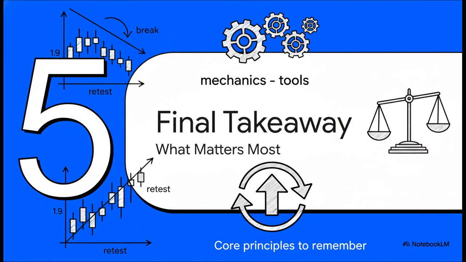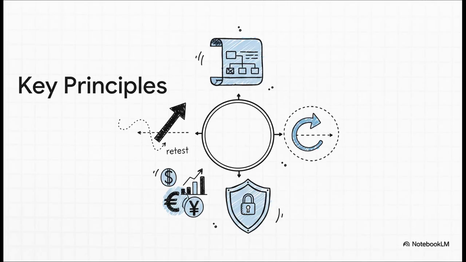Okay, we've gone through the mechanics, the tools, and the good and the bad. So what's the bottom line? What are the absolute core ideas you need to walk away with? Let's boil it all down. So here it is. First, remember this is a structured plan, not a get-rich-quick scheme. Second, that retest is everything. It is your confirmation signal. Third, it's super versatile, which is great. Fourth, and this is a big one, your risk management has to be locked down. And finally, you have to accept that sometimes the price will break out and just keep going. It won't always give you that second chance.